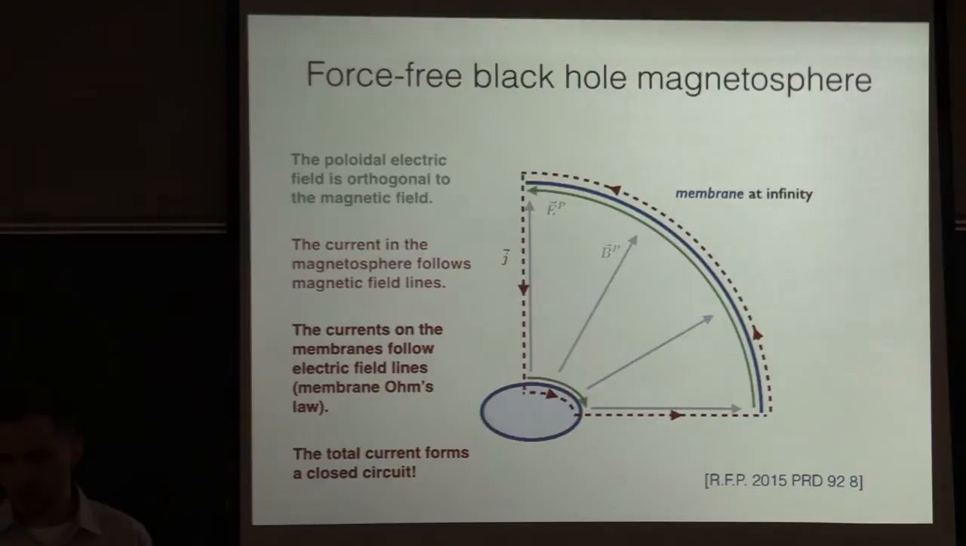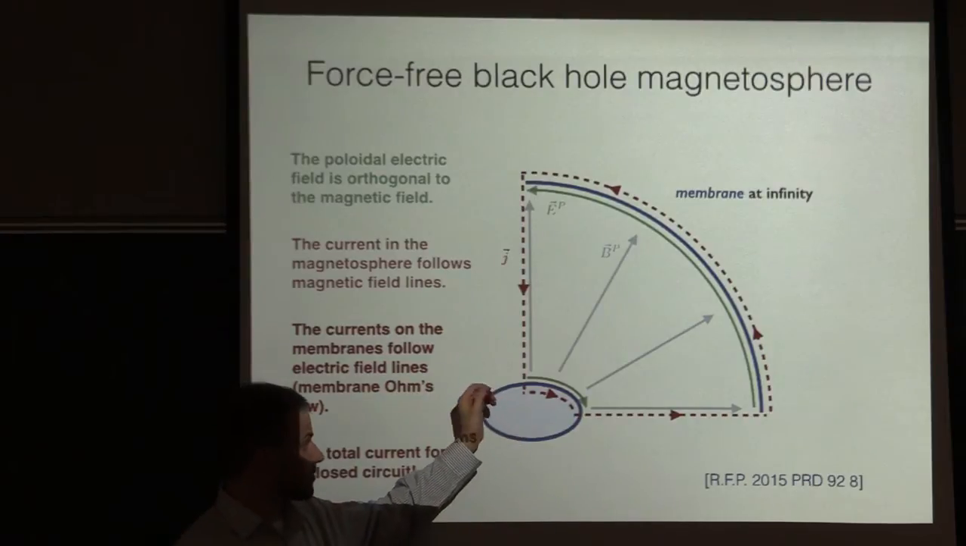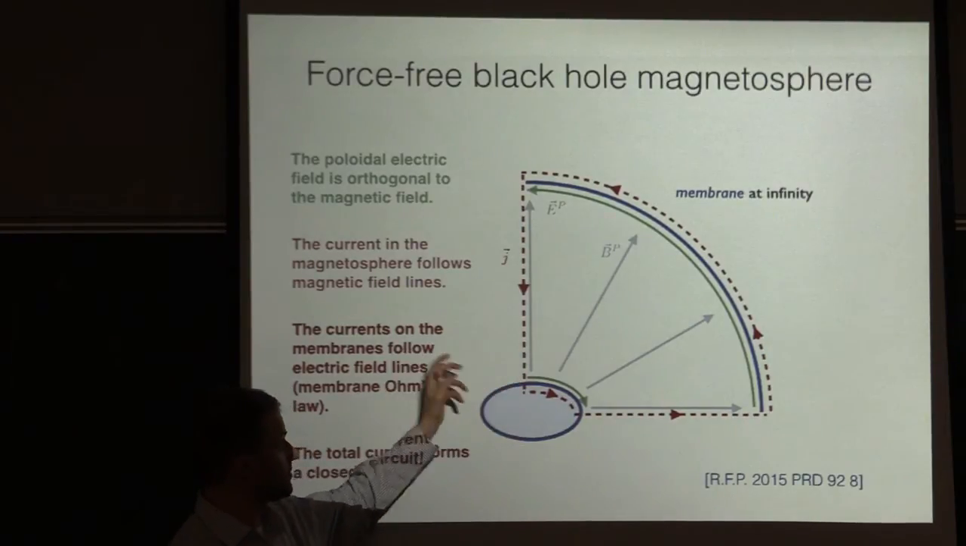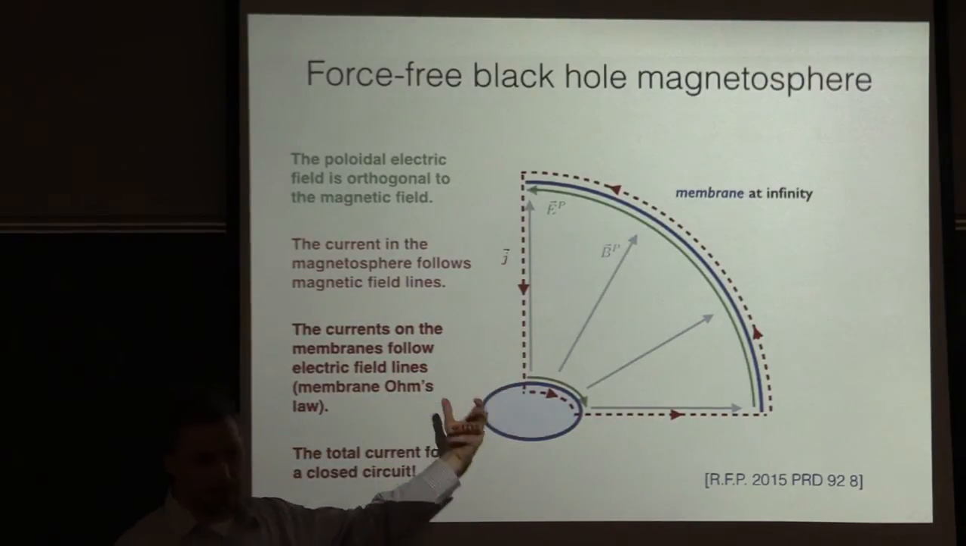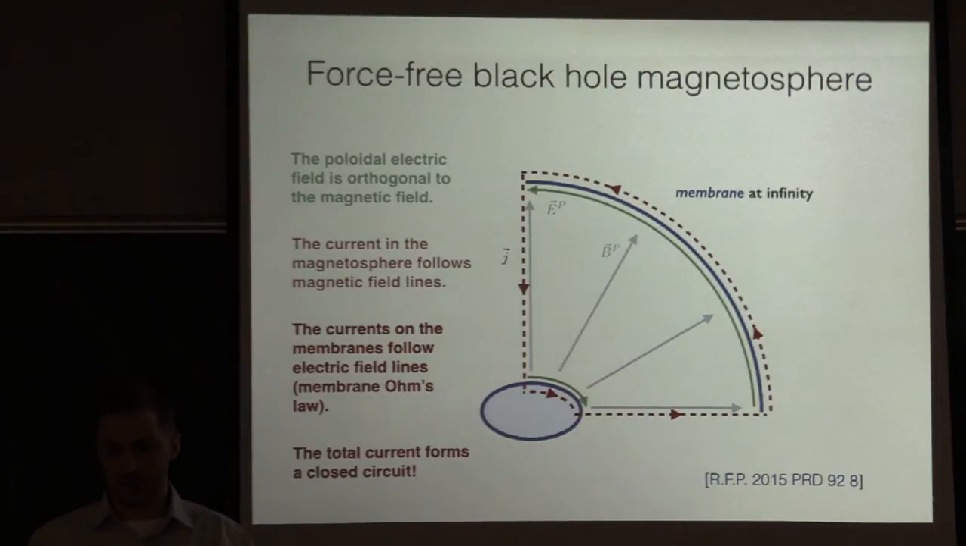Could you explain, what's the physical origin of this force-free condition? So where is it coming from? The force-free condition is valid whenever the electromagnetic energy vastly exceeds the inertial forces in the particles, and these jets are very highly magnetized, so that's a really good approximation.